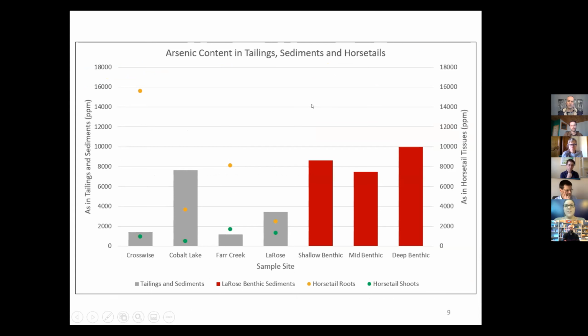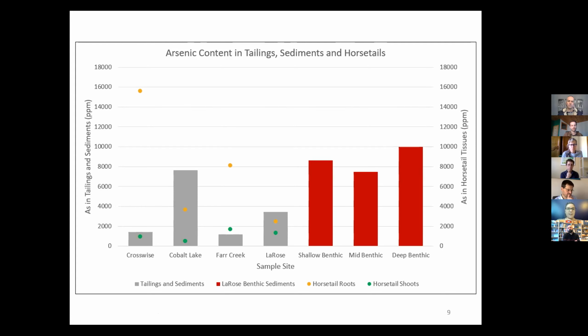Okay, so starting with arsenic, I've shown the tailings and sediments from the 4 sites with these gray bars, and the benthic sediments from LaRose Pond are shown by the red bars. The horsetail tissue are shown with dots for different colors, orange for the roots and green for the shoots.